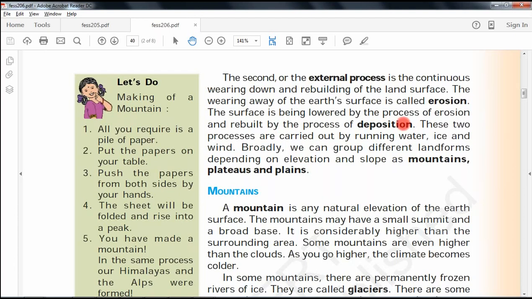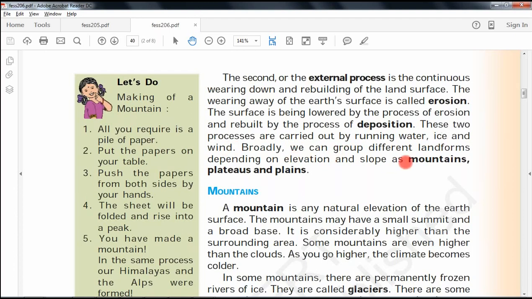The external process will wear away the Earth's surface. It is known as erosion. The surface is lowered by the process of erosion, and then again it's rebuilt by the process of deposition. Deposition, the materials will be deposited somewhere. So that erosion and deposition are carried out by running water, ice, and wind.